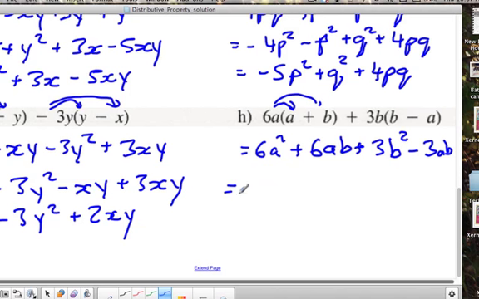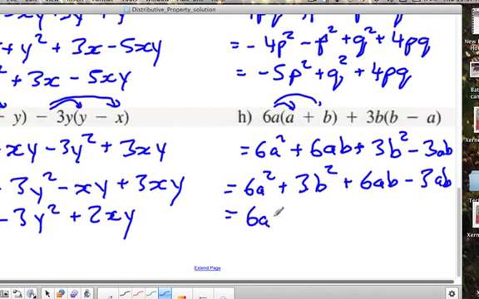So when we collect the like terms, 6a squared plus 3b squared plus 6ab minus 3ab is equal to 6a squared plus 3b squared plus 3ab.